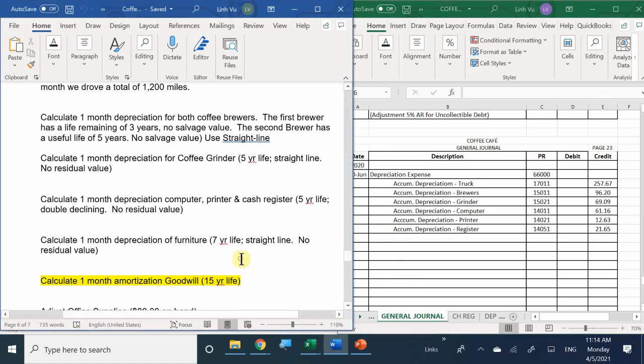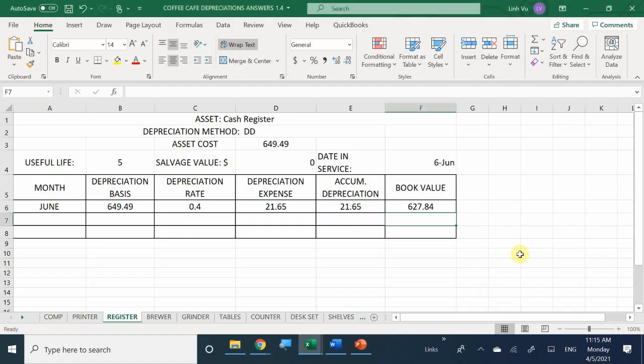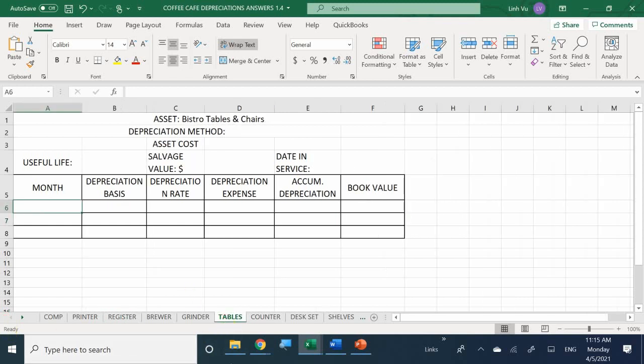So we have here, we're going to calculate 1 month's depreciation for furniture. 7 years, straight line, no residual value. So in this case, I'm making it super easy. So it's furniture, pretty straightforward. So let's go ahead and go to our depreciation table once again. Okay. So the furniture should be all the way to the left. Actually, it's all the way to the right. Here you go.